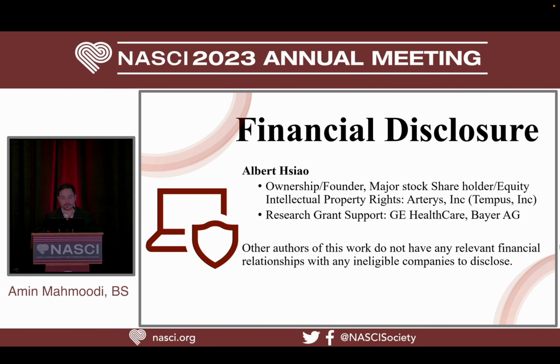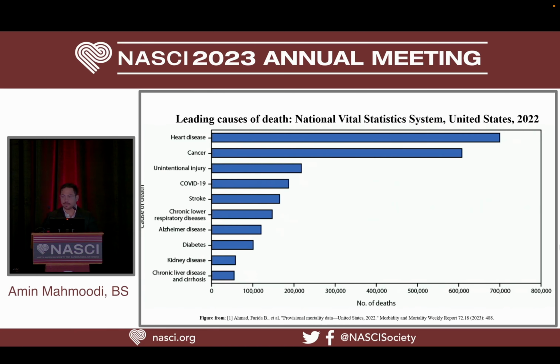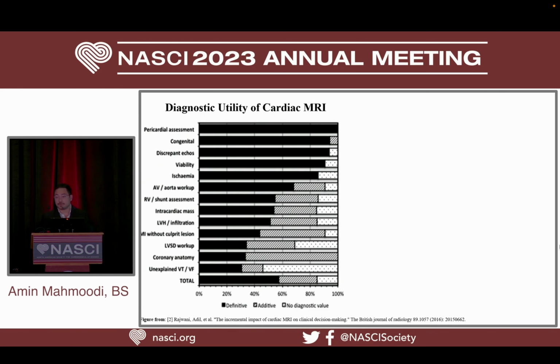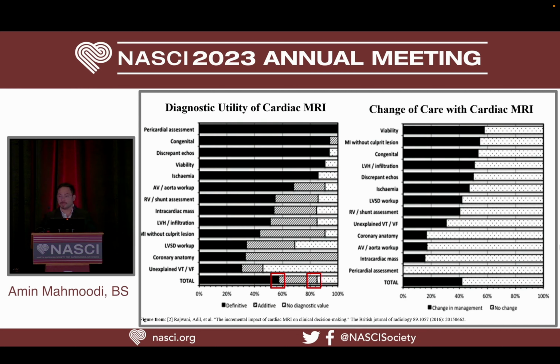So let's begin with the motivation for this study. It's no surprise to everyone in this crowd that heart disease is the leading cause of death in the United States and also globally. And cardiac MRI can be used to identify and diagnose a number of different etiologies of cardiovascular disease. In a specific study, they found that it was up to 55% definitively diagnostic and an additional 25% of incremental diagnostic value. And even when other diagnostic workups such as echocardiography were performed, it helped to change the management of that patient up to 40% of the time.